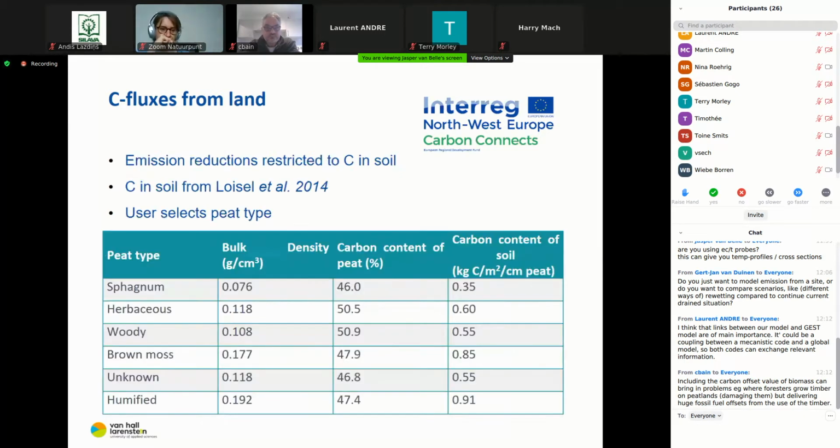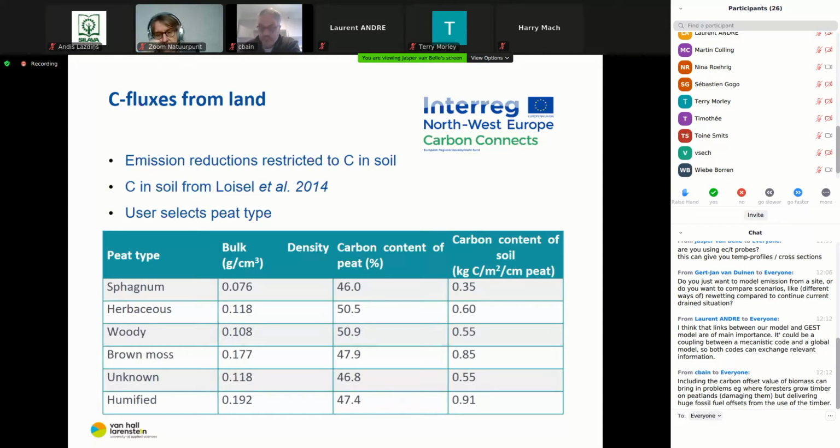Then the carbon fluxes from soil. If you look at crediting schemes, you can only claim the amount of carbon that is actually in your soil. So if you're looking at reductions of emissions, you cannot claim prevented emissions indefinitely. This is restricted to the amount of carbon that would have been going from your soil in the baseline scenario.